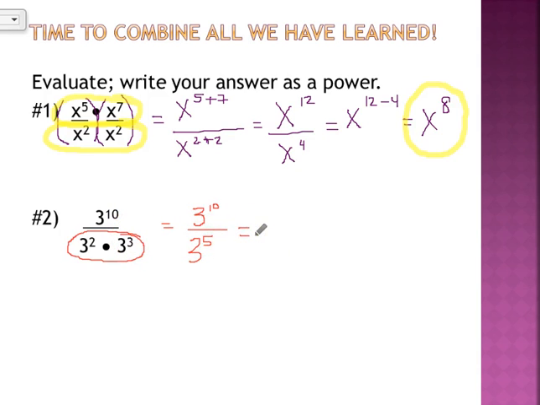Okay, so now we've got a division problem. And what do we do with our exponents when we're dividing? We subtract them. So we'd have 3 to the 10 minus 5, which is 3 to the 5th. That's our final answer. So I had to simplify my denominator before I could put the numerator and the denominator together.